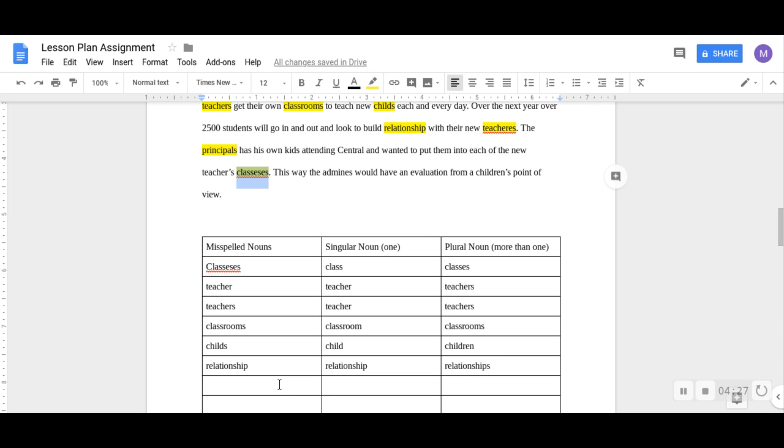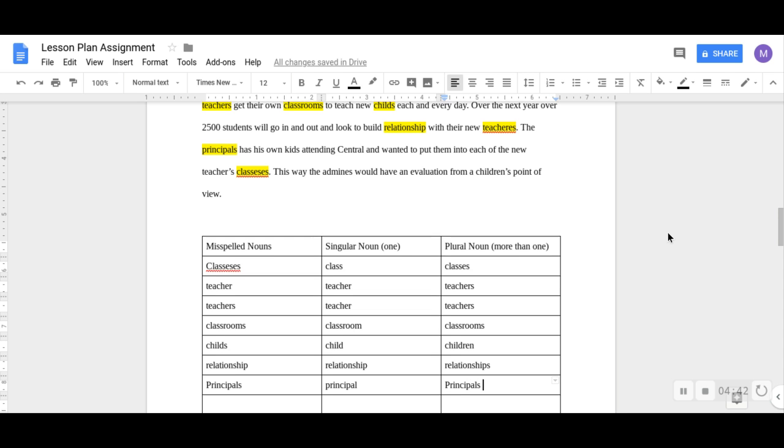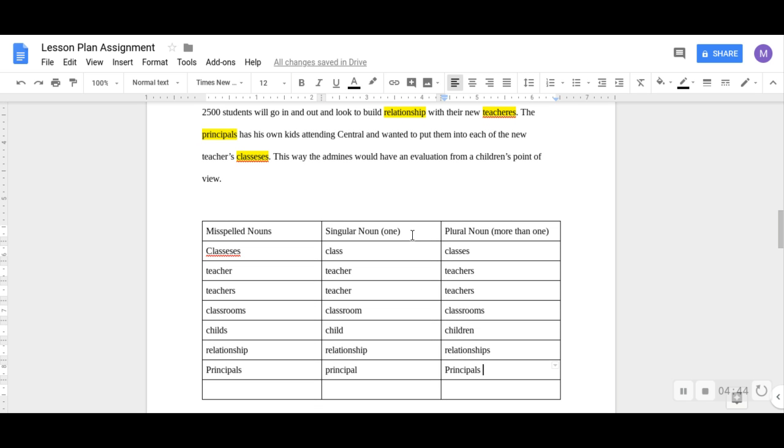So, principals should be principal. And the plural would be the same as it was in the above paragraph. Classes, you already know how to spell that one. We went over it. And this last sentence, this way the admins would have an evaluation from a children's point of view.